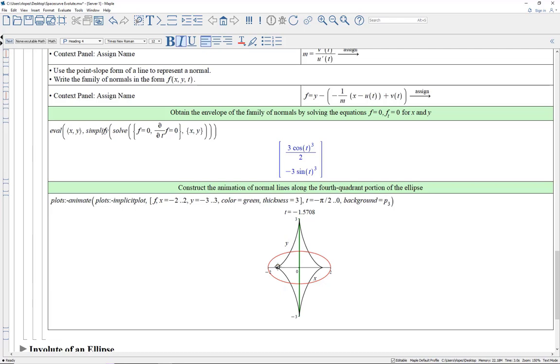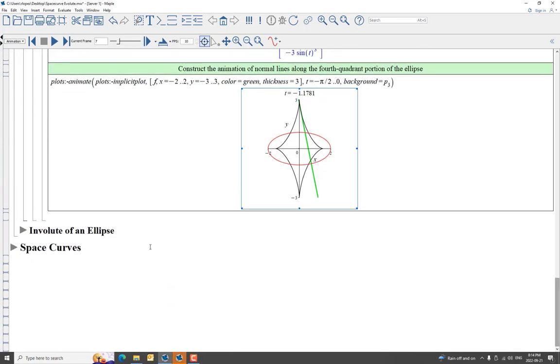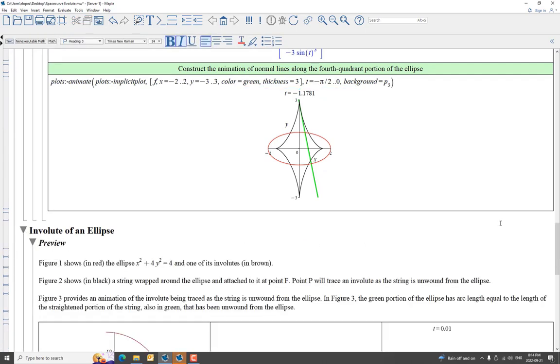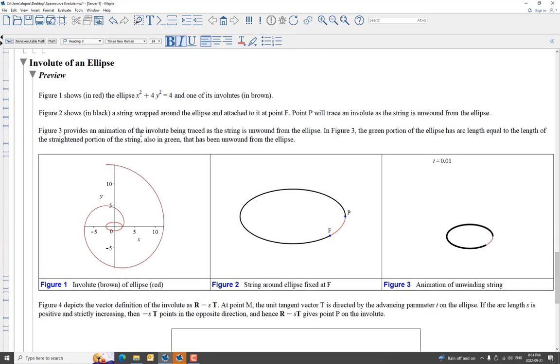And here's a way of drawing the animation using the appropriate plot command. So, two definitions in the plane curve case are equivalent. It's useful to take a look at the involute, and we're looking at the involute of an ellipse.